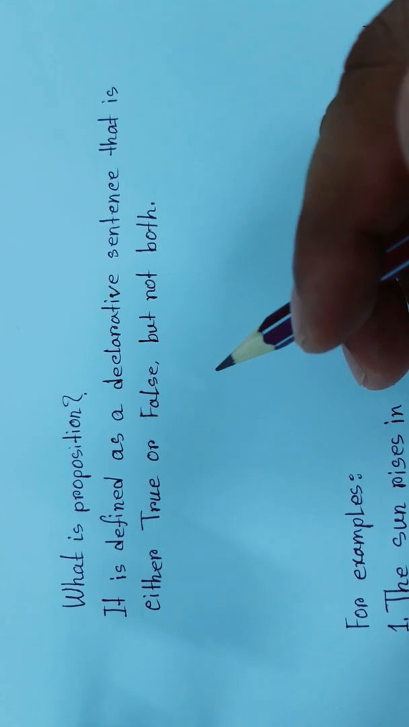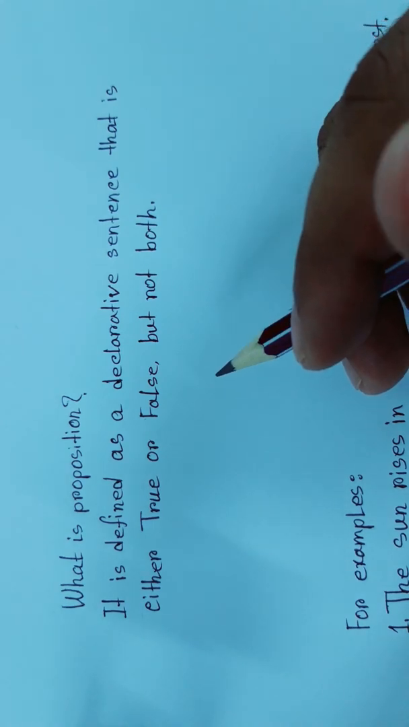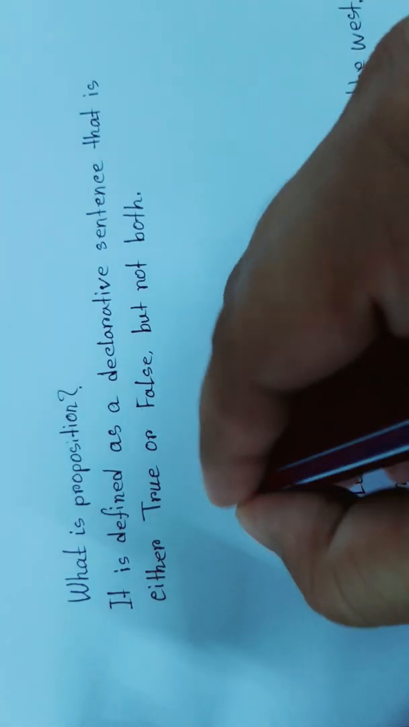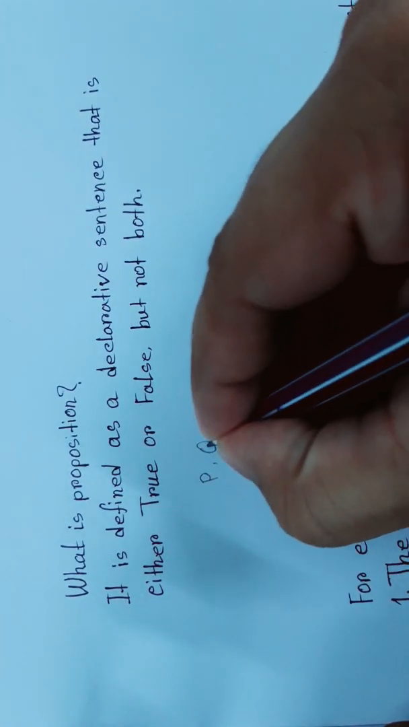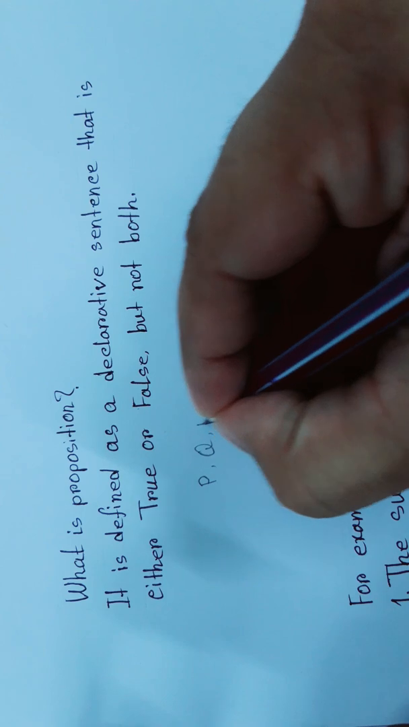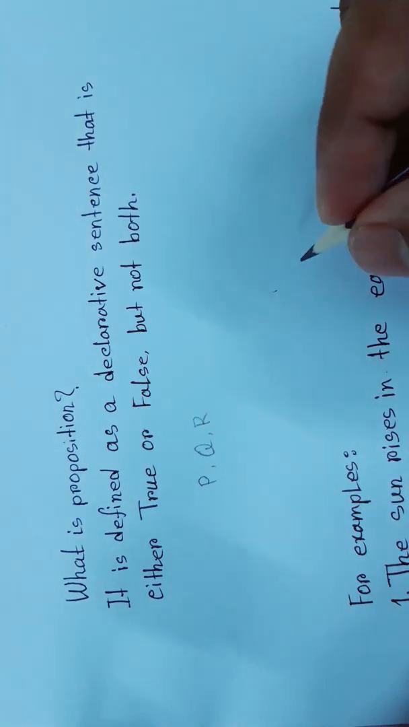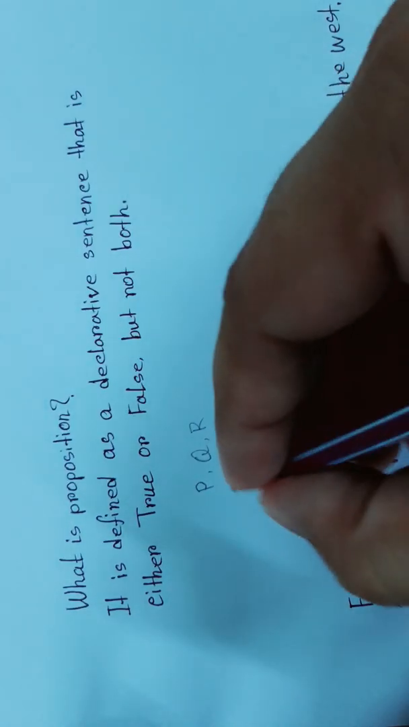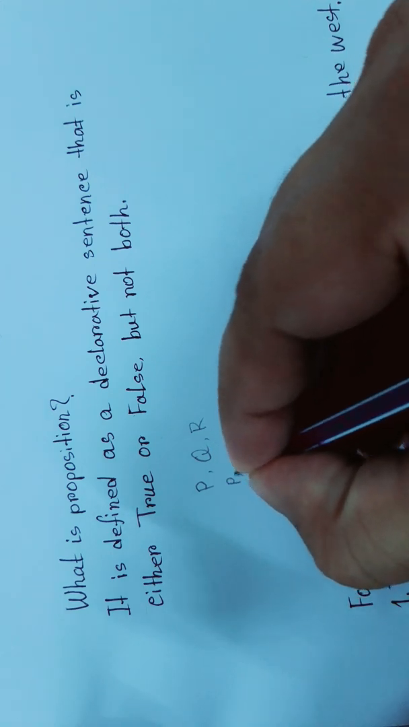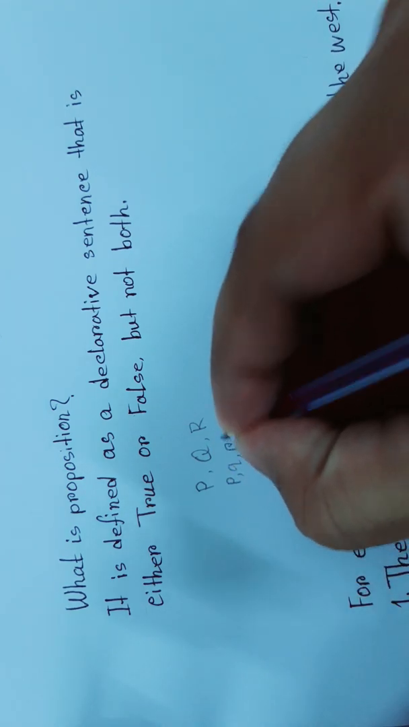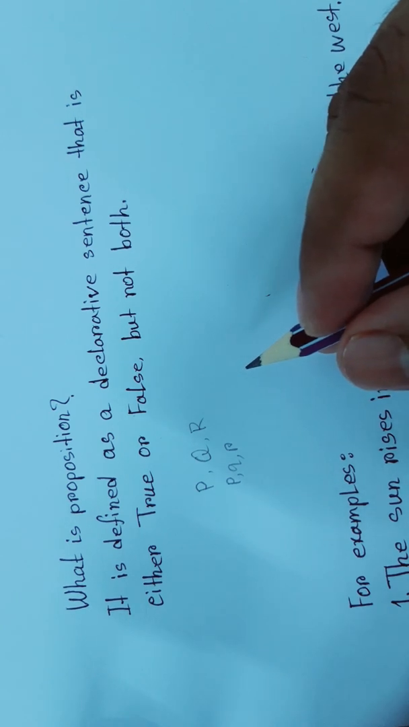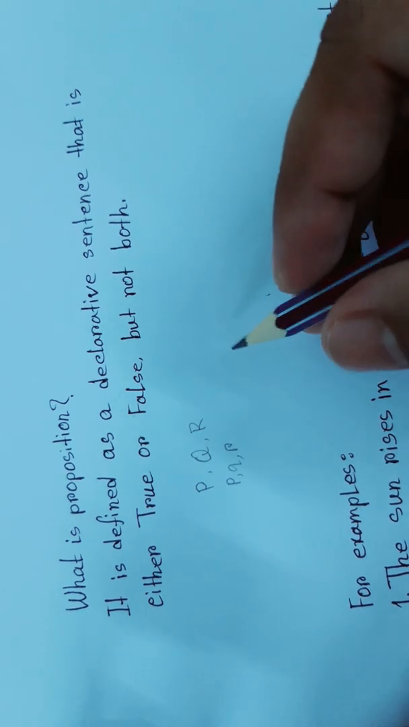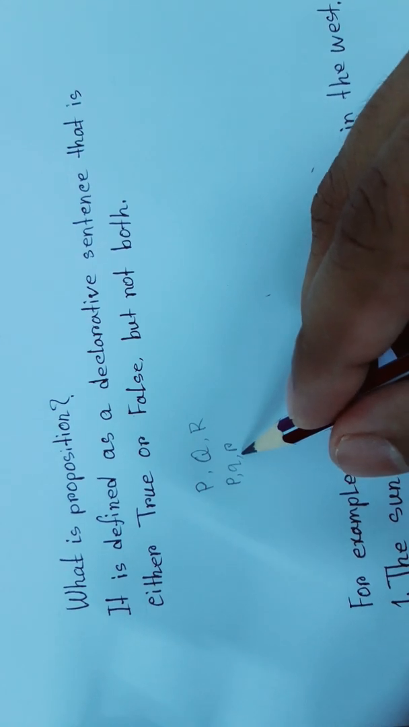Propositions are denoted with capital letters P, Q, R and lowercase letters p, q, r. These are used for general propositions that have no specific meaning. We only use them for general proofs.